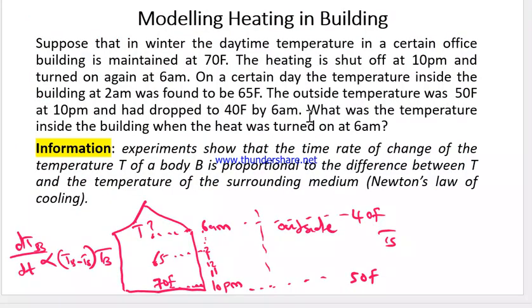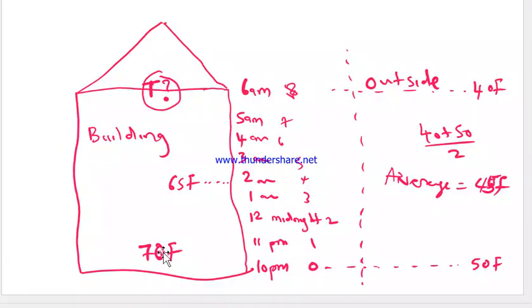And you can see it is very reasonable. So this is 70 degrees Fahrenheit at 10 p.m. when the company closes or the building shuts down. And at 2 a.m. it has dropped by 5 degrees Fahrenheit to 65. And here it is now 61 degrees Fahrenheit.